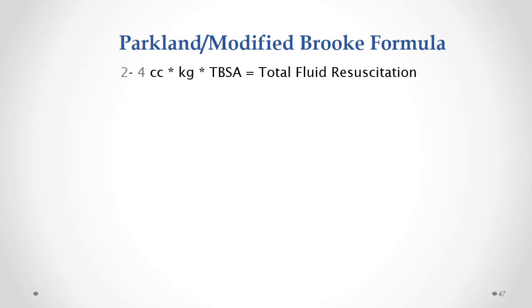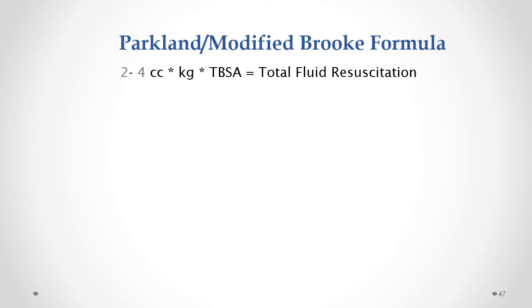When we look at fluid resuscitation, what we're looking at basically are 2 formulas that are approved by the ABA, the Parkland and the modified Brooke. If you have superficial partial thickness burns, or you have comorbidities like kidney failure, or you're a child, then we're probably going to use the modified Brooke formula, which is 2 cc's per kilogram per TBSA. Otherwise, we're going to institute the Parkland formula, which uses 4 cc's per kilogram times TBSA.